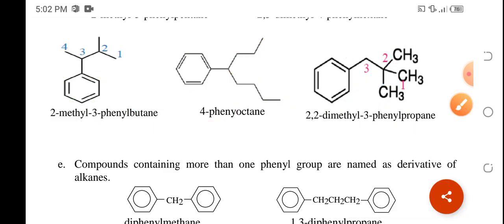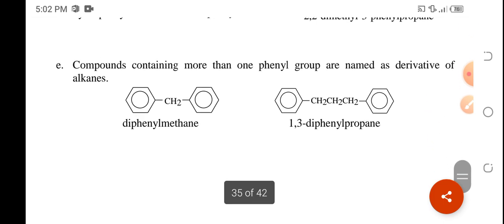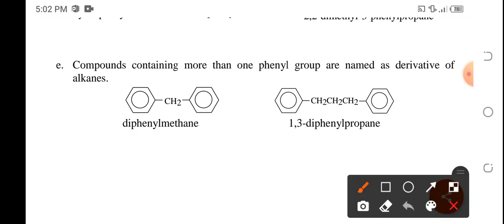If arenes have more than one phenyl group, then it is still named as phenyl, but you're going to use the prefix di. So this is the parent chain, methane, and then we have 2 benzene rings, but we're not going to name it as benzene. Rather, we have to name it as phenyl because it is treated as a substituent. So therefore, that is diphenylmethane.